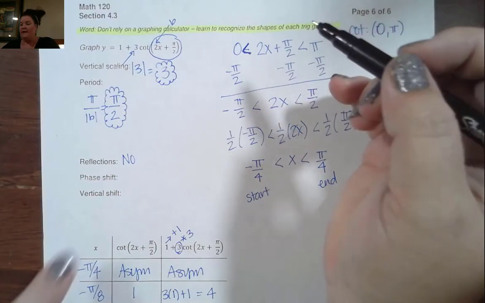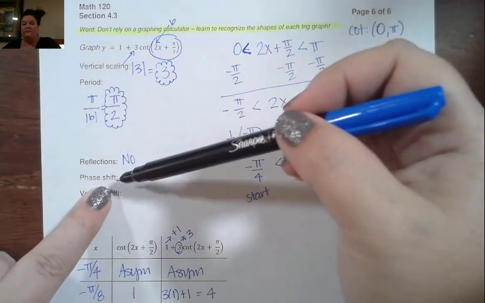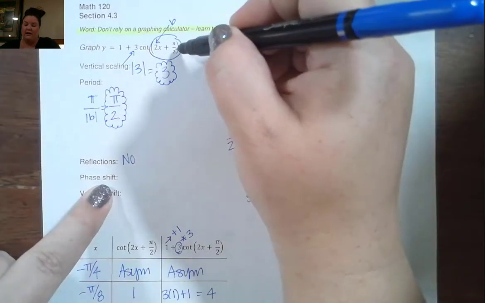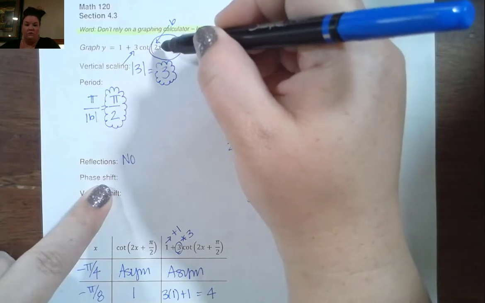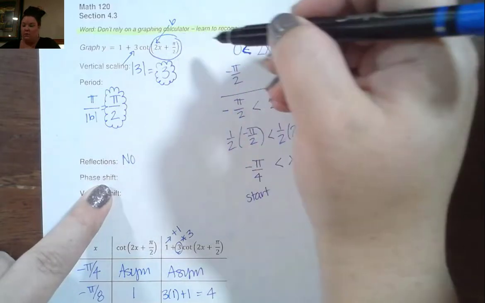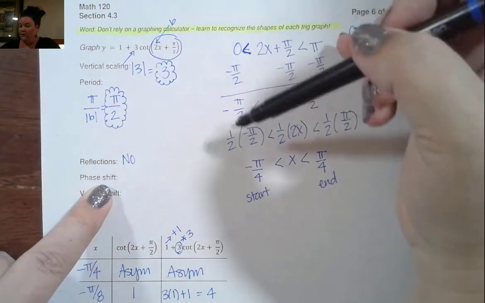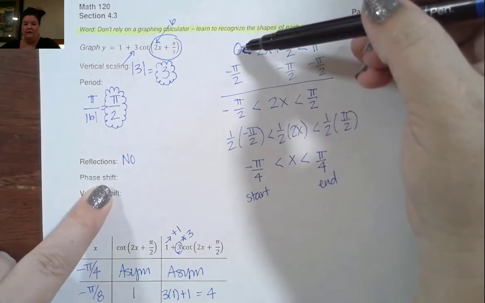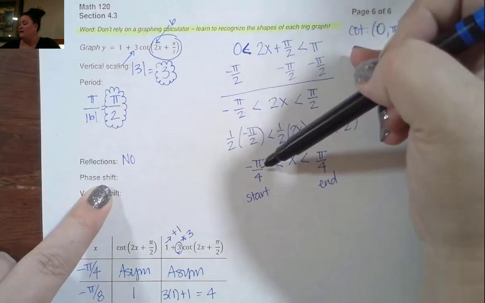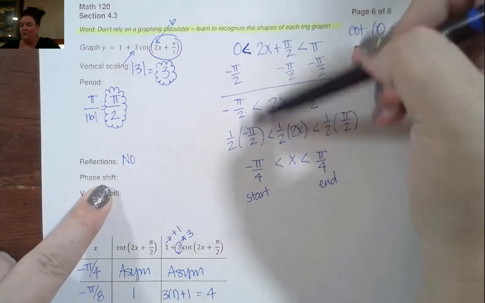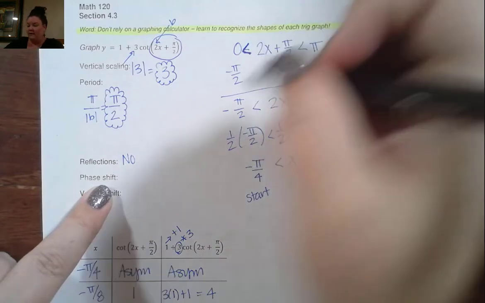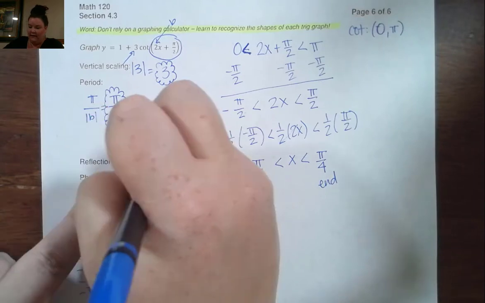And then our phase shift. Now, our phase shift we can find a couple of different ways. We can either take the two values that are in here and divide off the 2 to see where we end up, or I can look at where we're starting here. We normally start at 0, right? And it's showing that we're starting at negative pi over 4. So going from 0 to negative pi over 4 tells me that we're going left pi over 4.